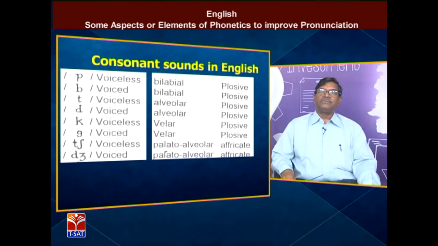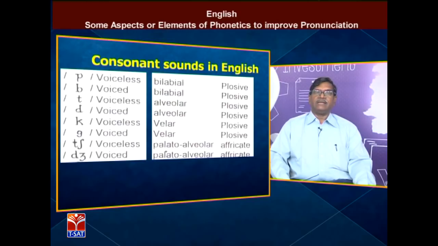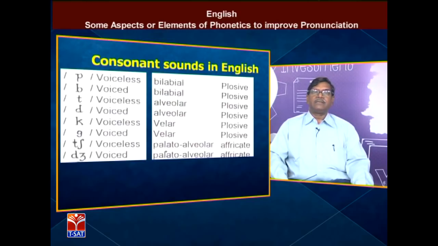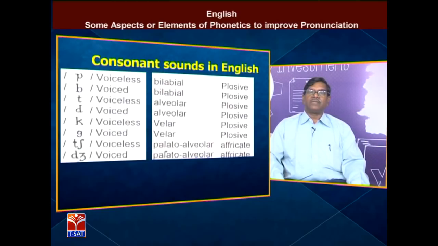Now come to the consonant sounds in English. P, B, T, D. The symbols are given there between slanted lines. P is a voiceless sound. It is a voiceless bilabial plosive. Plosive. When we utter P, air comes out all of a sudden from our mouth.